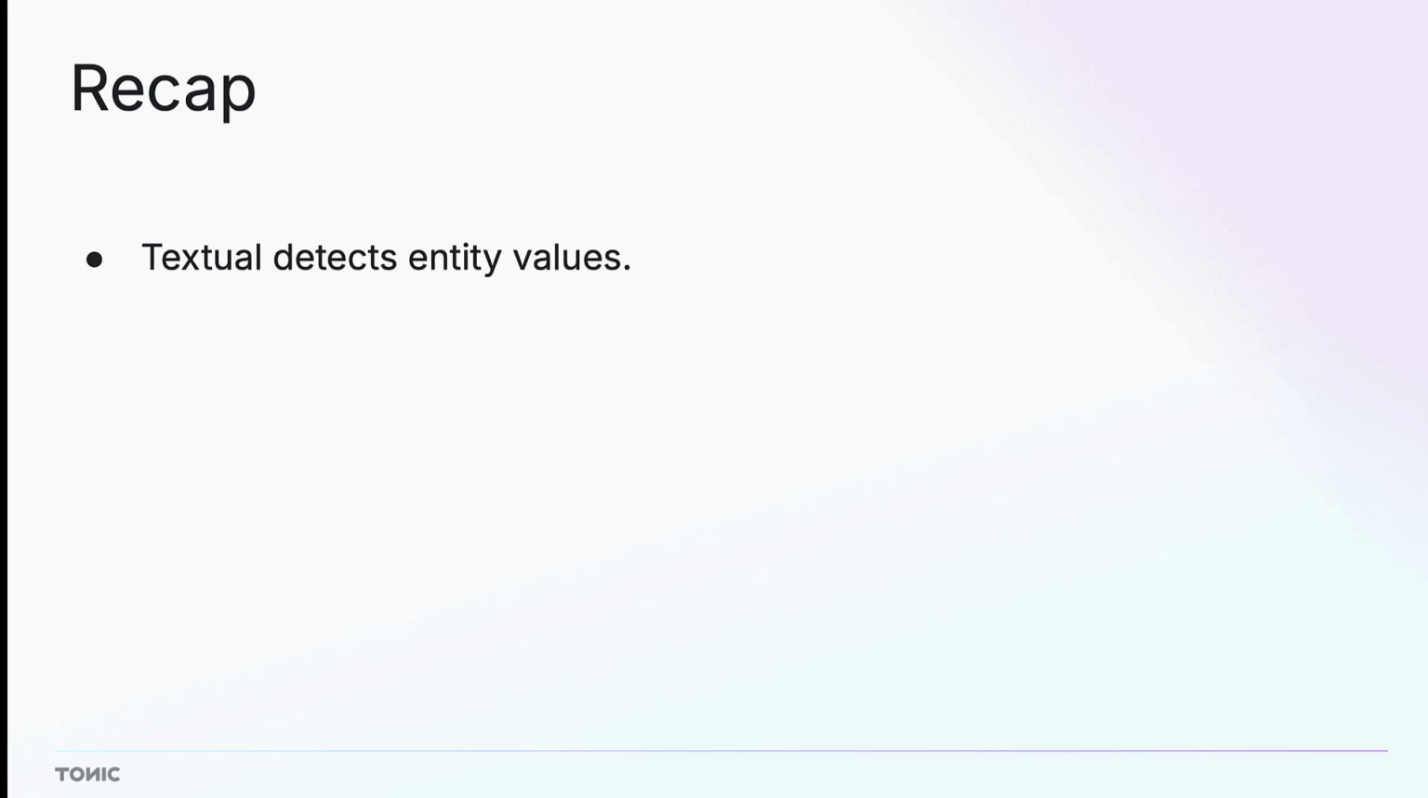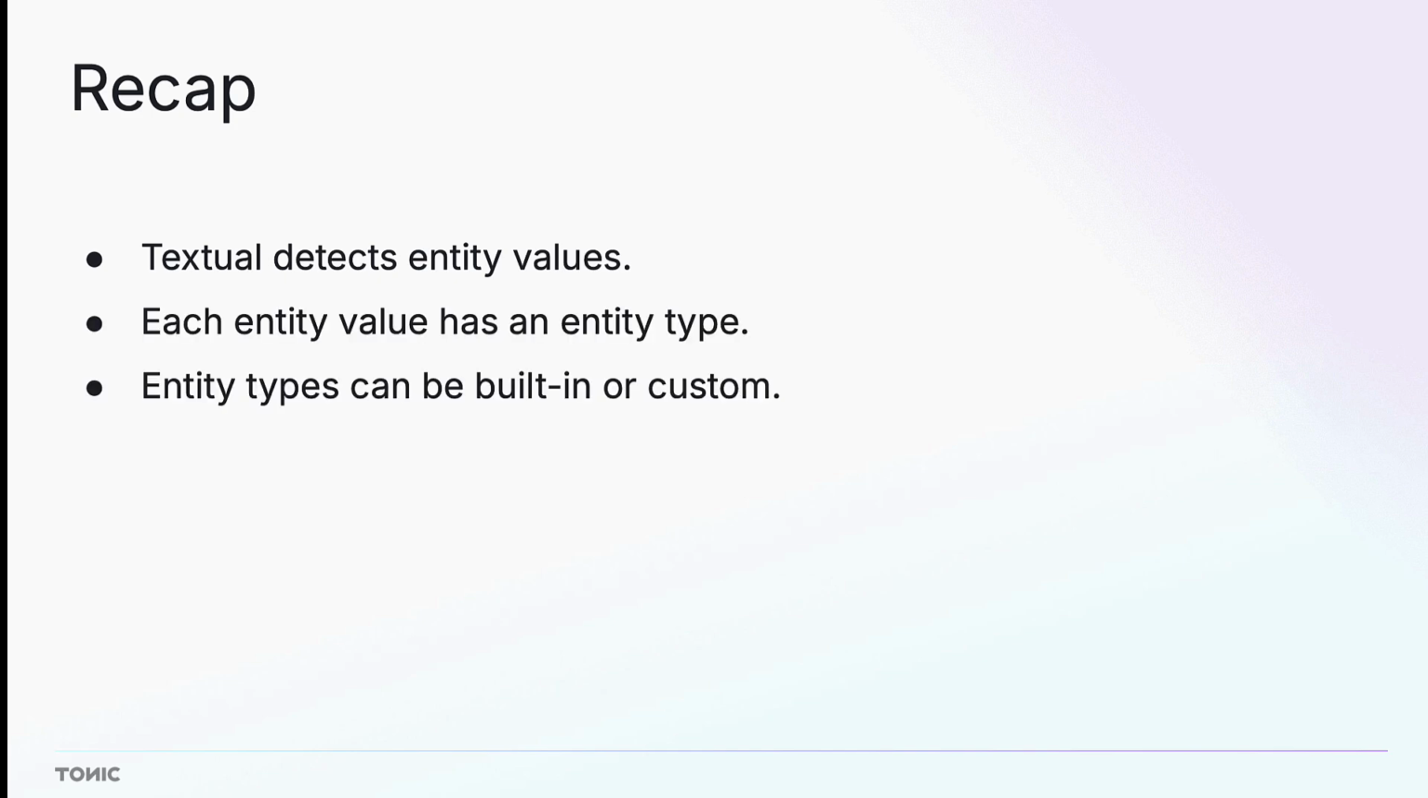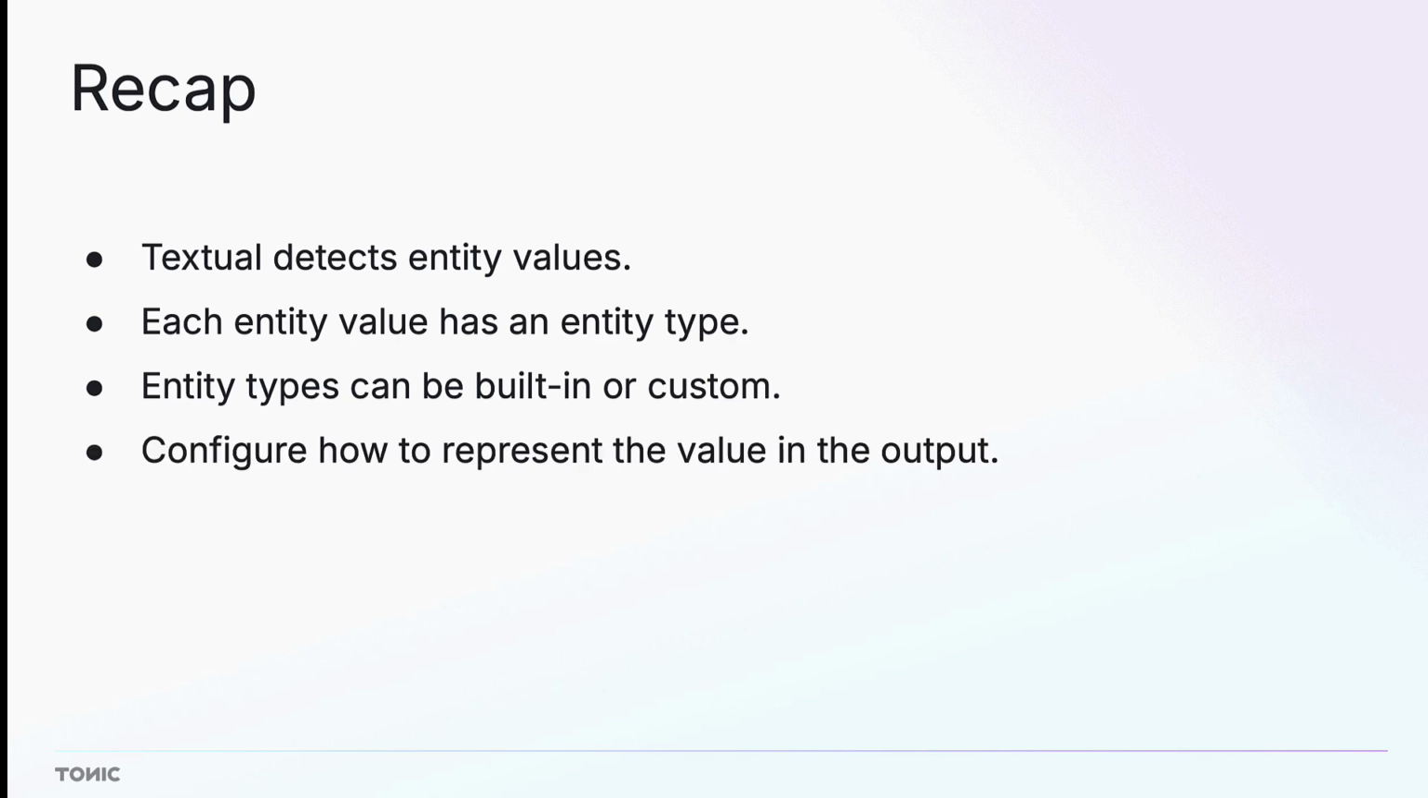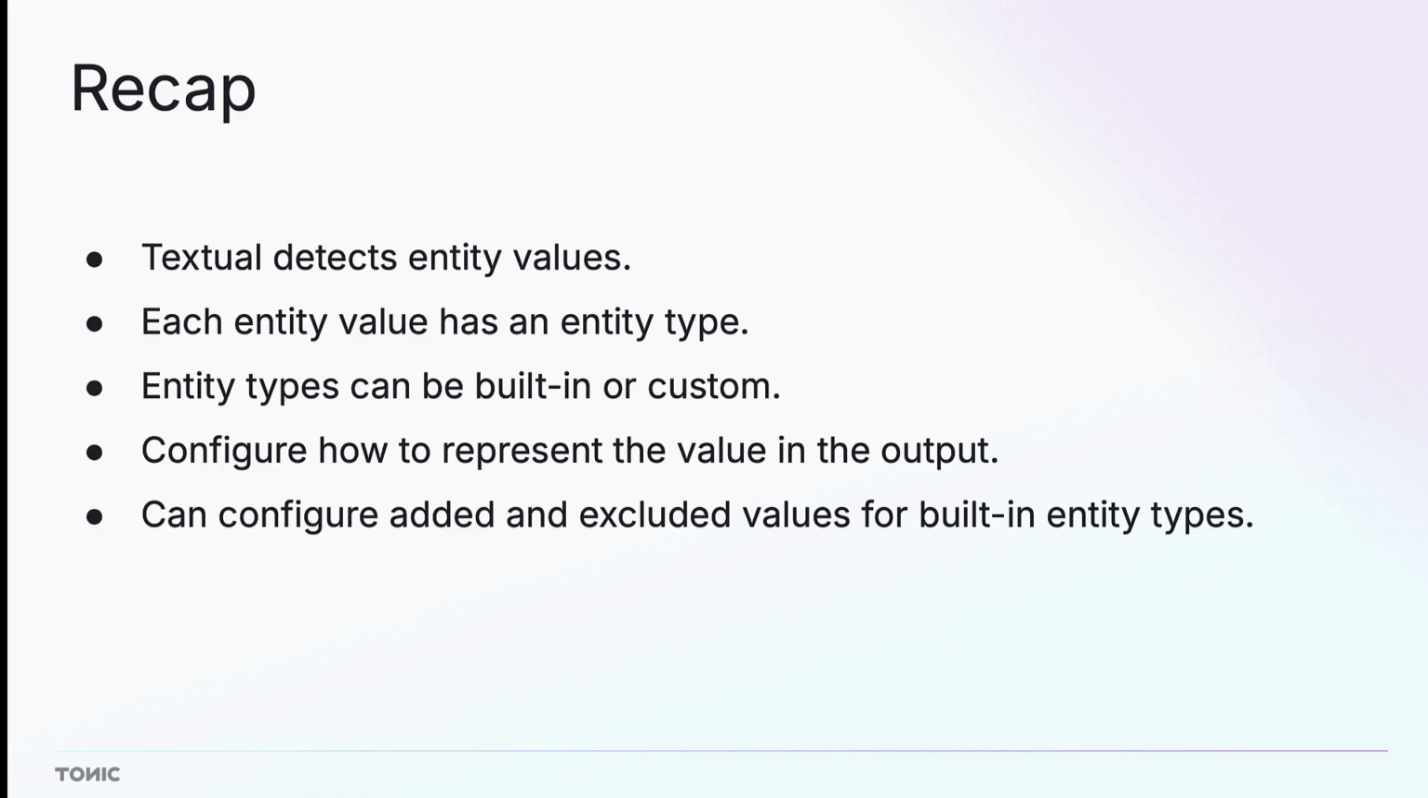To recap, Textual detects entity values. Each entity value has an entity type. Textual comes with built-in entity types. You can also create custom entity types. For each entity type, you configure whether to de-identify the detected values in the output files. For built-in entity types, you can also identify values to add to or exclude from the detection.